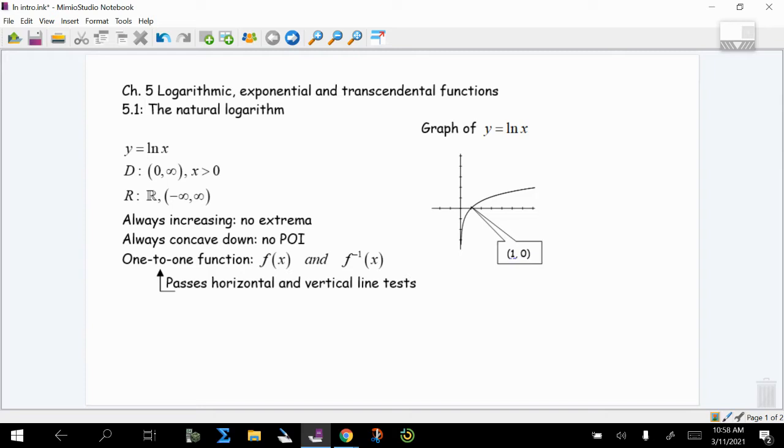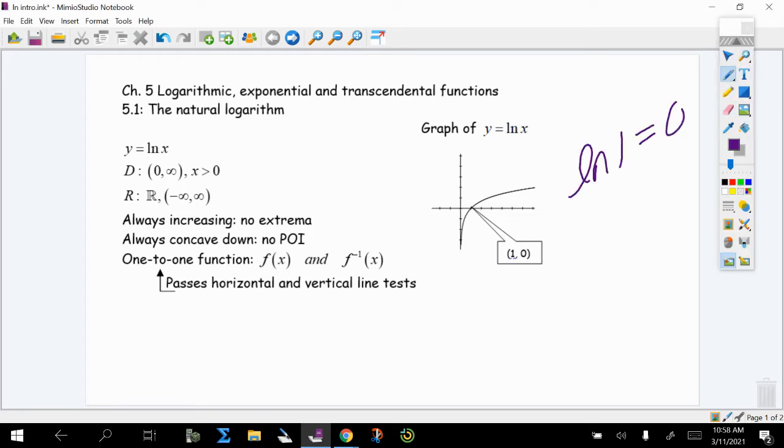And then the last piece is we do call natural log a one-to-one function, which means not only is it a function, it passes the VLT, the vertical line test, but its inverse also is a function, so it passes the HLT, or the horizontal line test. The only point on natural log that you should be comfortable with is (1, 0), and that's because the natural log of 1 is 0. Any log of 1 is 0, and it's one of the basic log properties that you should remember.